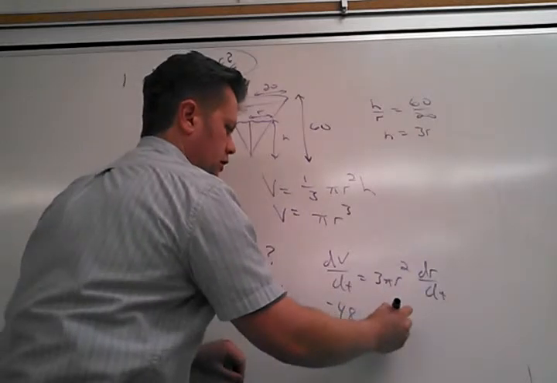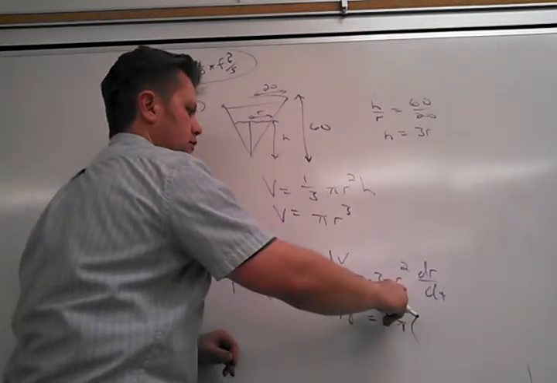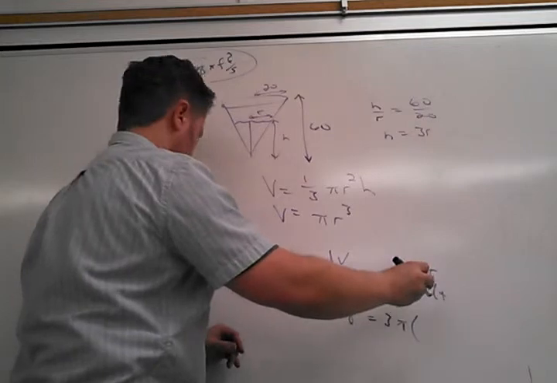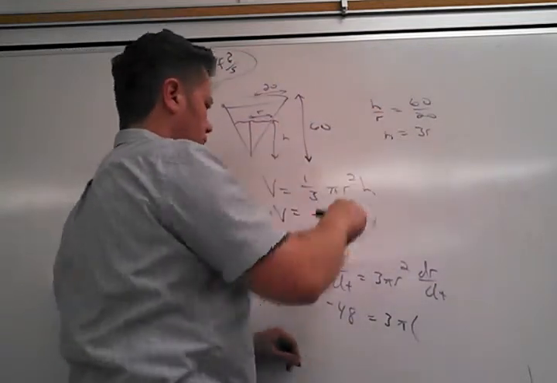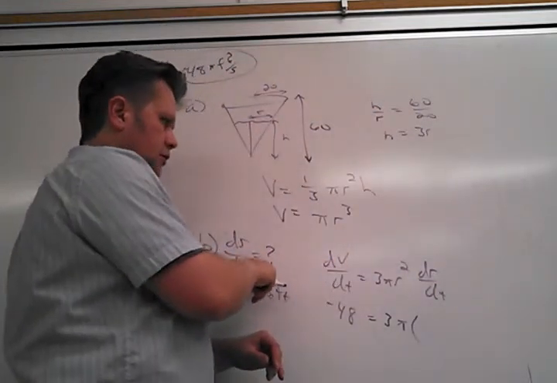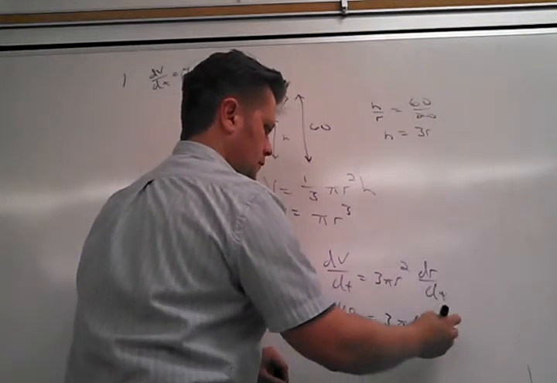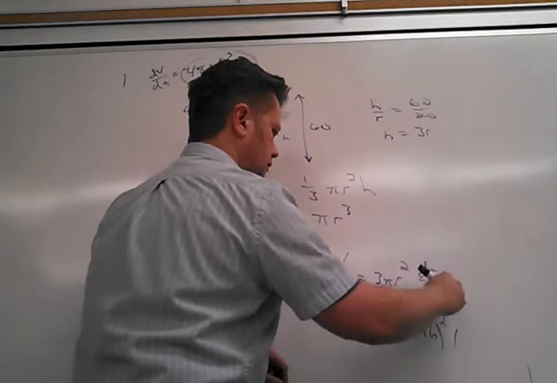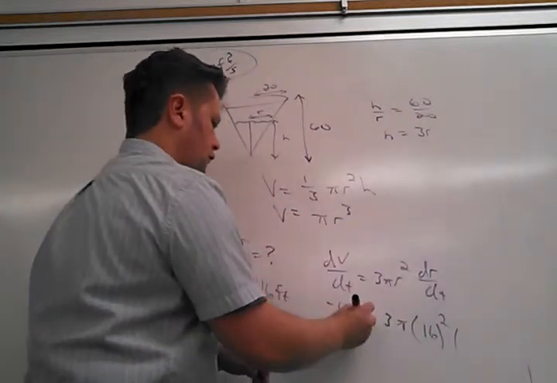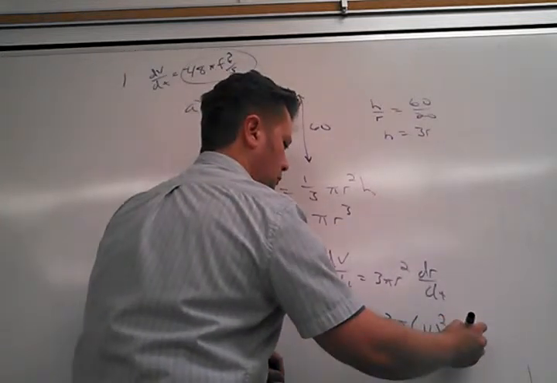Equals 3 pi. I know the R. The dr/dt is, I don't know, but the R is 16. No, there's 48. The dv/dt is 48 pi. Yeah. 48 pi. Thank you. I put that there on purpose.